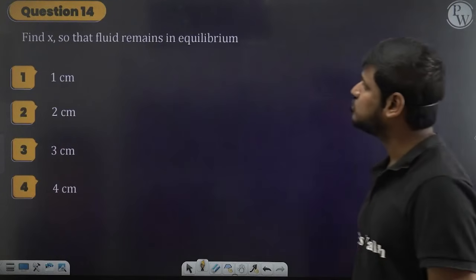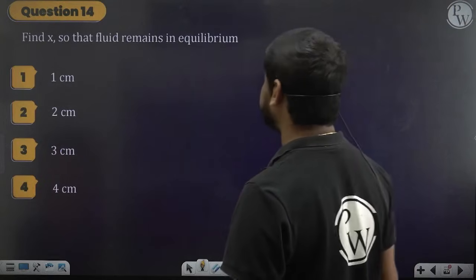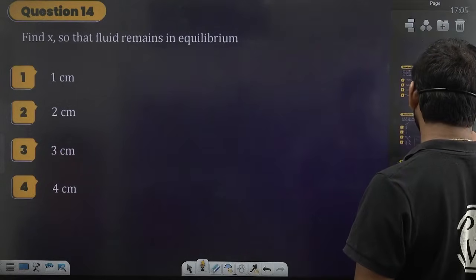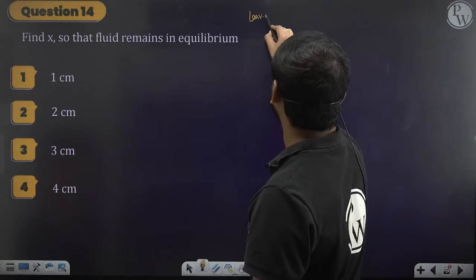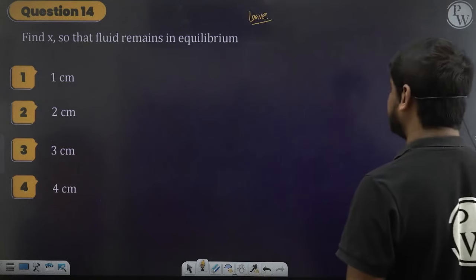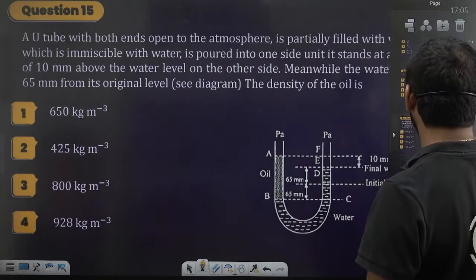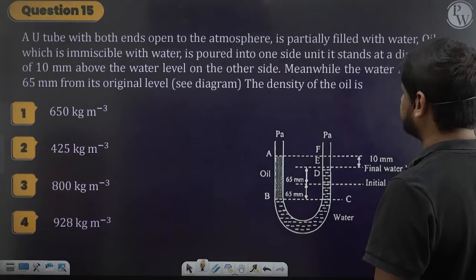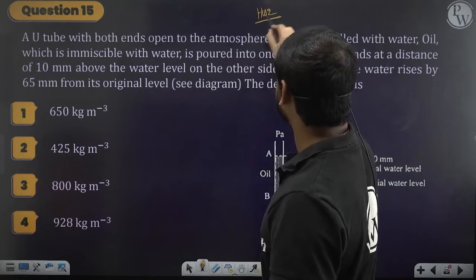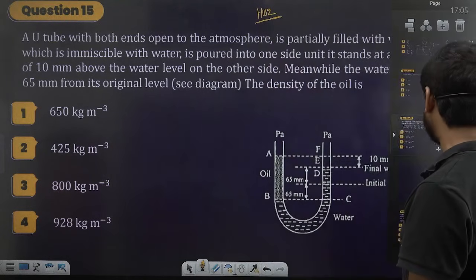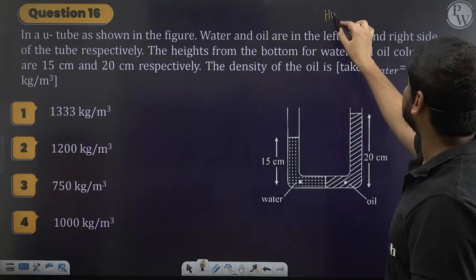We have one more question: find X so that the fluid remains in equilibrium. Here the diagram is not given, so leave this question, I'll take it in the next session. Can you guys take this question as homework? This one and the next question too. Same concept, U-tube concept. If you're not getting it, I'll take it in the next class.